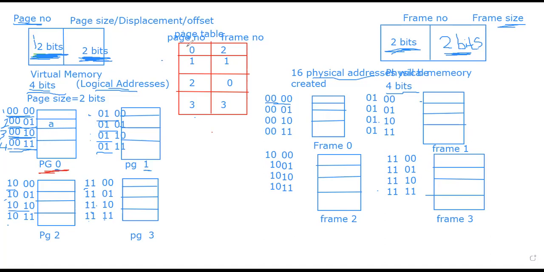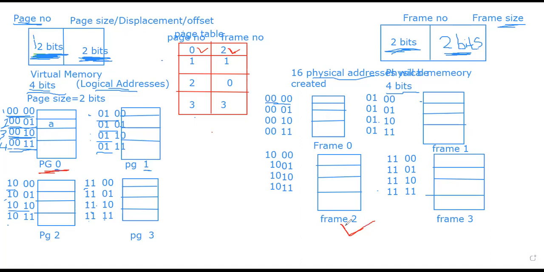So the page number is 0. Okay, what is the frame number it will be mapped to? Frame number 2. Frame number 2 means which one? This one. It will be mapped to frame 2, right? That means from virtual memory we should transfer the data to which physical memory address it will be mapped. That is what mapping is.